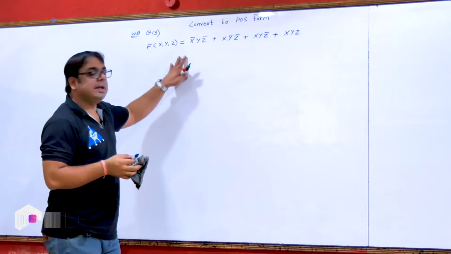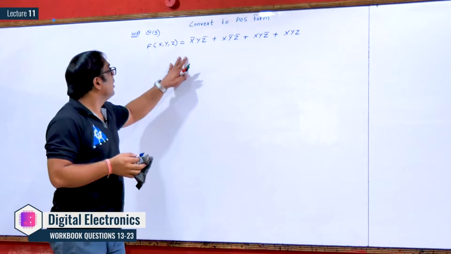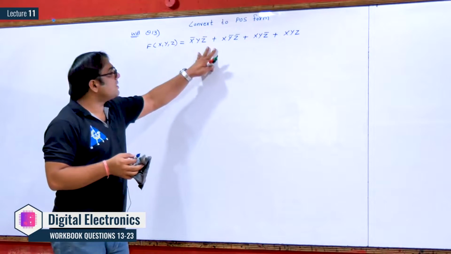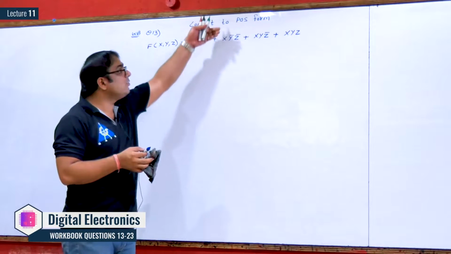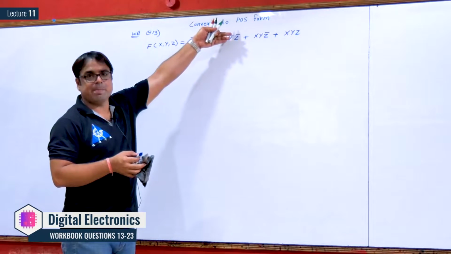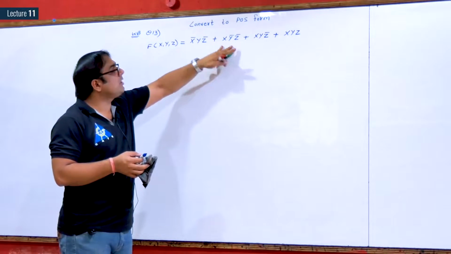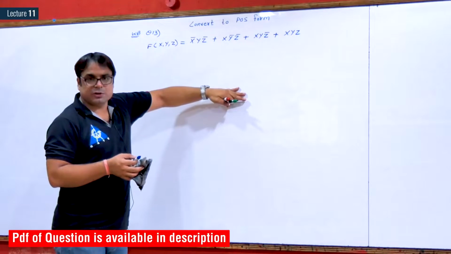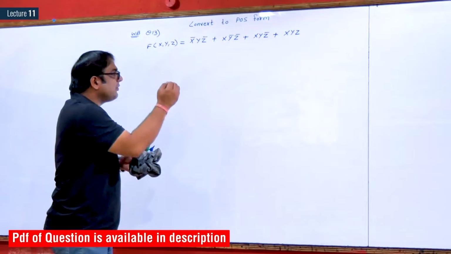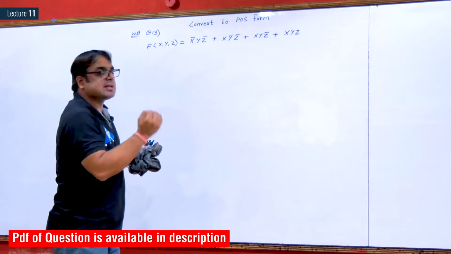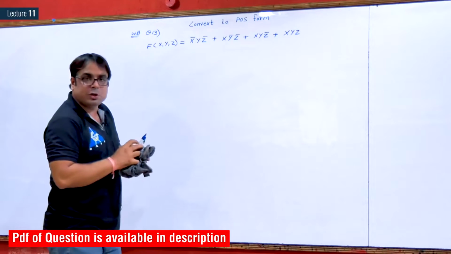Question number 13 of your workbook. The function is given in SOP format, and you have to convert it to POS format. You can follow these very simple steps to convert from SOP to POS.